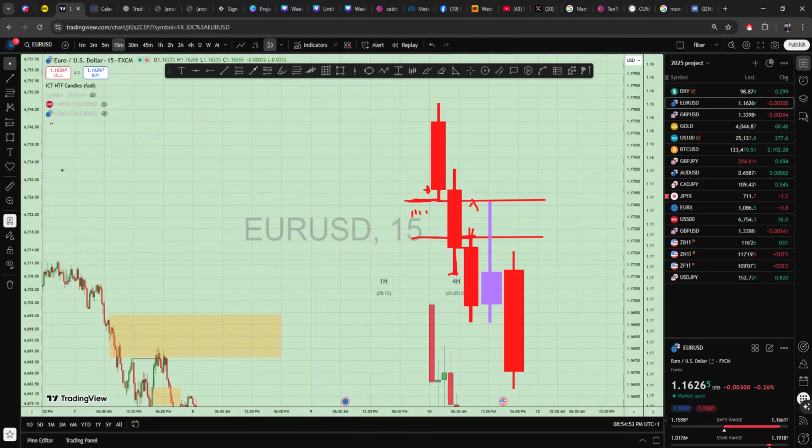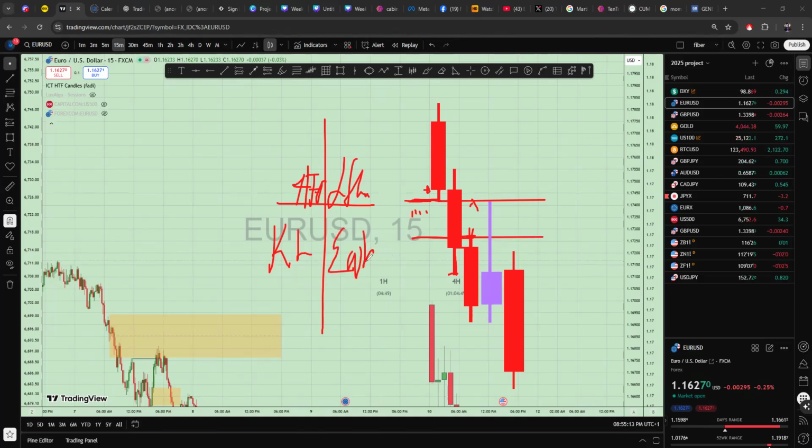Now, at this point also, we use fair value gaps in two ways. The first is we use a fair value gap on the higher time frame as a key level. We use it on the lower time frame as an entry. We use it on the higher time frame as a key level or a draw on liquidity, and then we use it on the lower time frame as an entry.